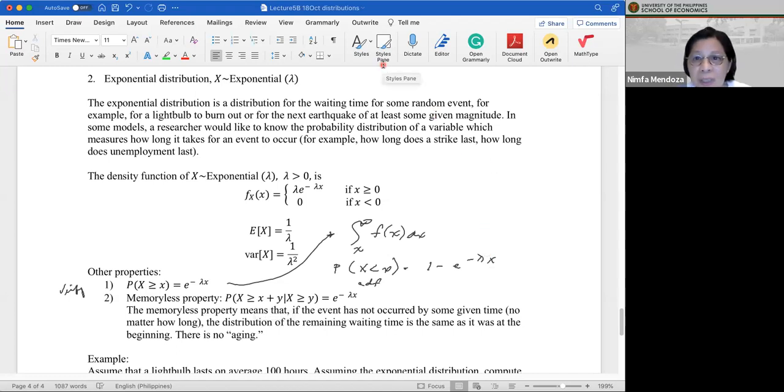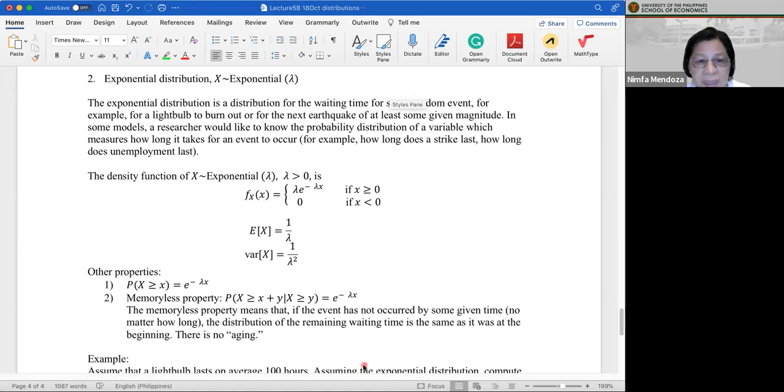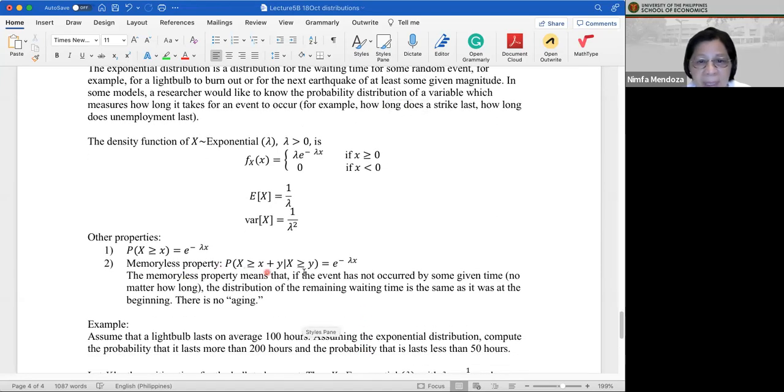Now, what is one special feature of the exponential distribution? It has a memoryless property. The probability that X is greater than or equal to x plus y, given X is greater than or equal to y, is equal to e to the minus lambda x. You can also verify this, that you get that expression. Note that this is a conditional probability.